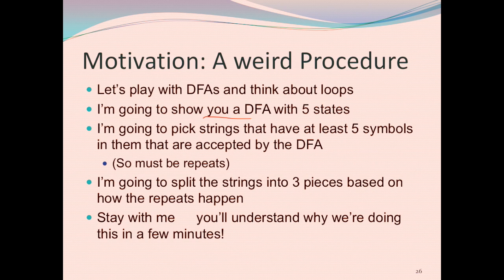I'm going to show you a DFA that has 5 states. And I'm going to pick strings to look at that have at least 5 symbols in them, at least 5 letters in them. And these are strings that are accepted by my DFA. So if the DFA only has 5 states, but I have 5 symbols, remember 5 symbols means I visit 6 states, so we must have some sort of repeats.